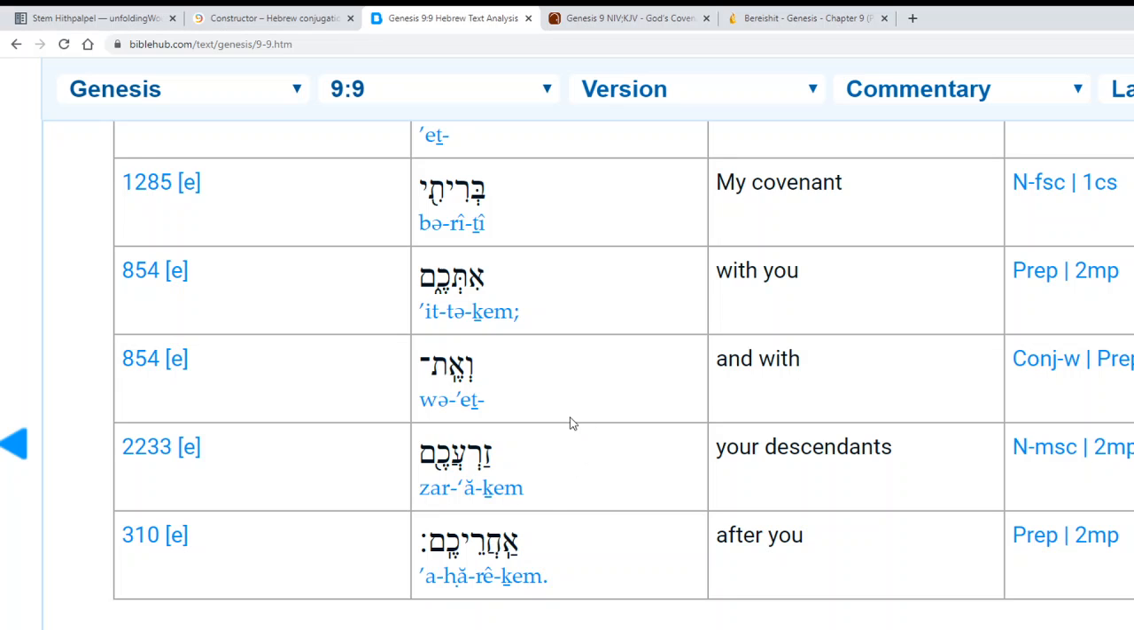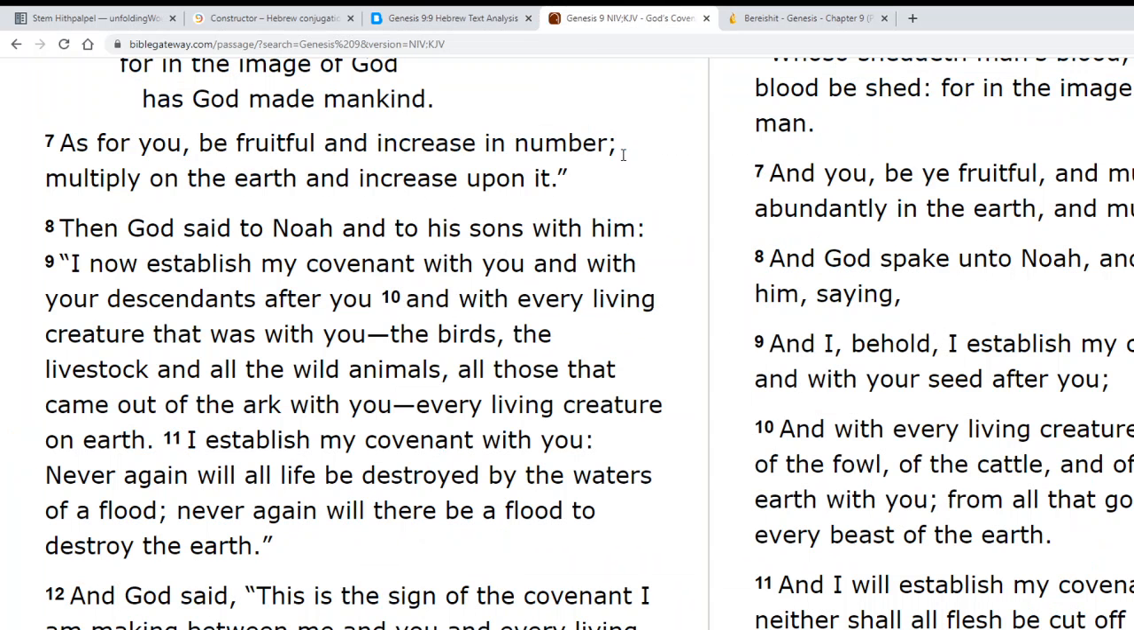Acharechem, after you, right? So let's see how that's translating. King James, verse 9: And I, behold, I establish my covenant with you and with your seed after you. Okay. NIV: I now establish, right? Hineni, they're translating as now, which is understandable. I now establish my covenant with you and with your descendants after you.